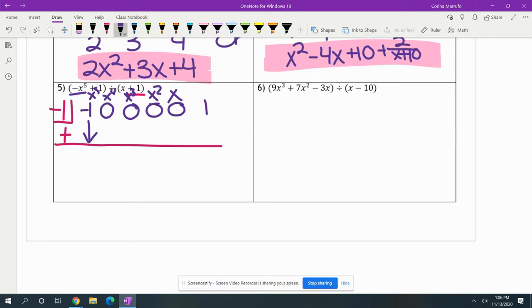So we drop the negative 1, and then we multiply. Negative 1 times negative 1 gives us a positive 1. After you multiply, you go ahead and add. So 0 plus 1 is 1. Then you multiply. Negative 1 times 1 gives you negative 1. And we add 0 plus negative 1 is negative 1. Then we multiply. Negative 1 times negative 1 is a positive 1.